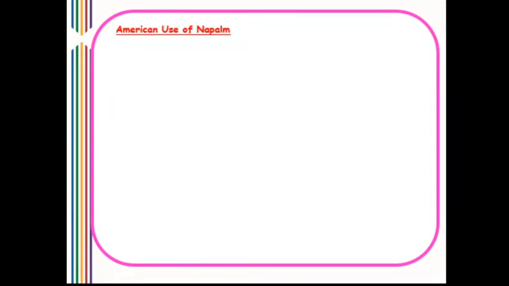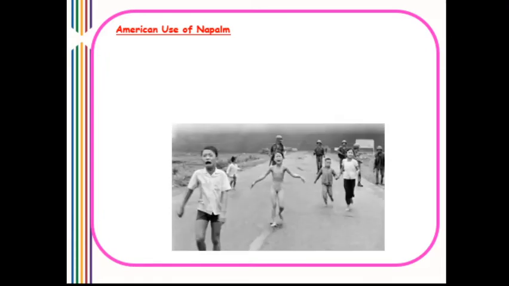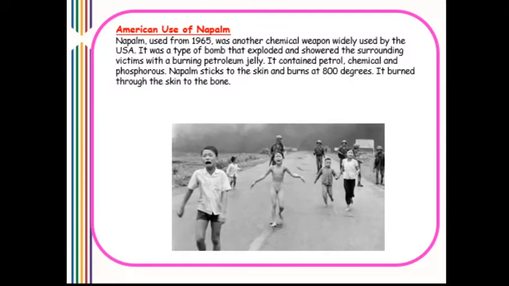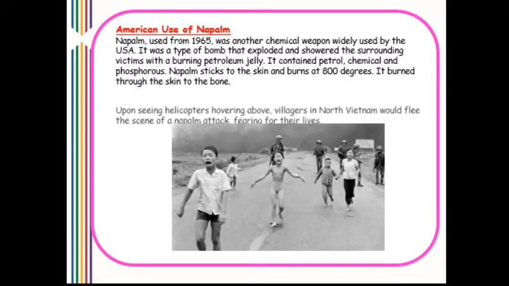So the American use of napalm. So napalm was a chemical weapon. Napalm, used from 1965, was another chemical widely used by the USA. It was the type of bomb that exploded and showered the surrounding victims with a burning petroleum jelly. It contained petrol, chemical, and phosphorus. Napalm sticks to the skin and burns at 800 degrees. It burnt through the skin down to the bone, so it's pretty terrifying.